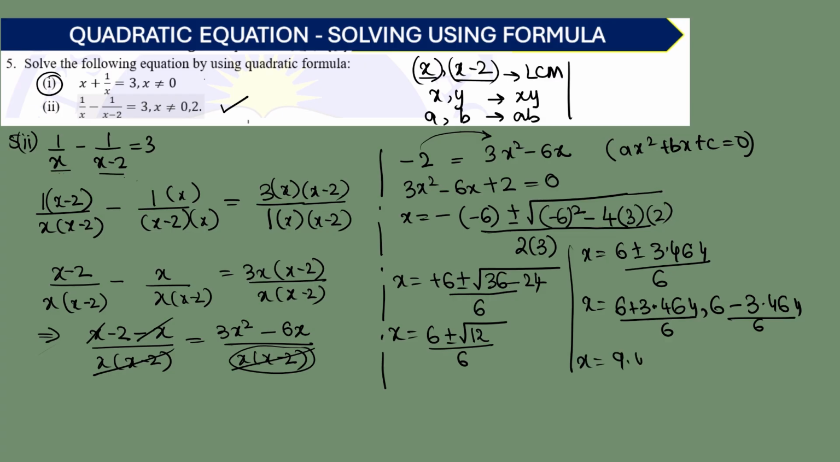So x is equal to 9.464 upon 6 or minus 3.464 upon 6. So the value of x will be 6 ones are 6, 6 5s are 30, 6 6s are 36, 6 7s are 42, or it will be minus 6 5s are 30, 6 7s are 42. So what is the value of x? It is 1.577 or minus 5.77.